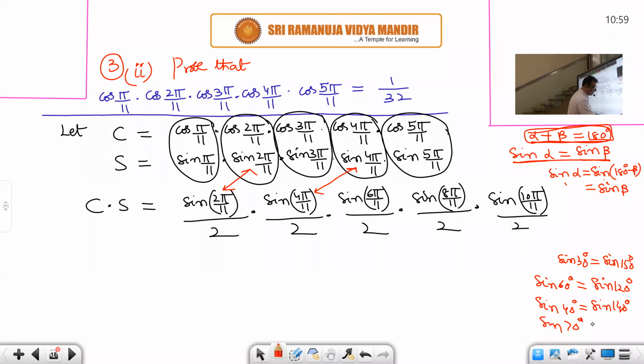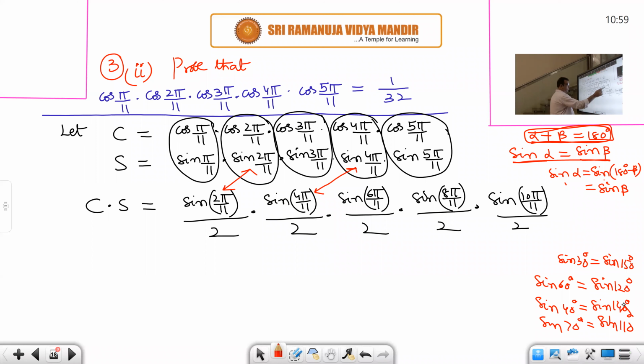Sine 70 is equal to what? Sine 110 degrees, sir. So that's all. If the sum of the angles is 180, then the sines will be equal. So which angle sums are equal here? Tell me. Sir, sine 6 pi by 11 and sine 5 pi by 11, sir.